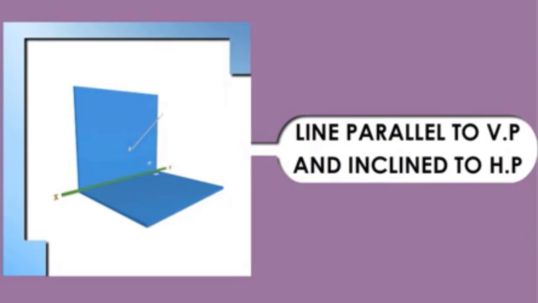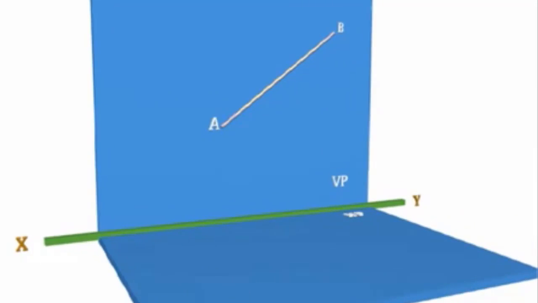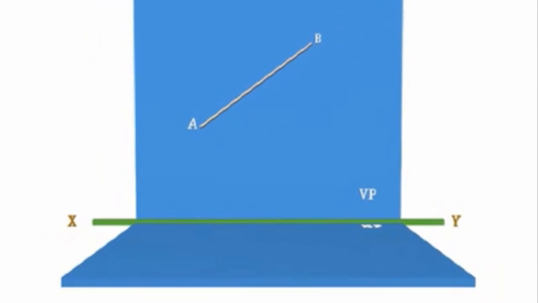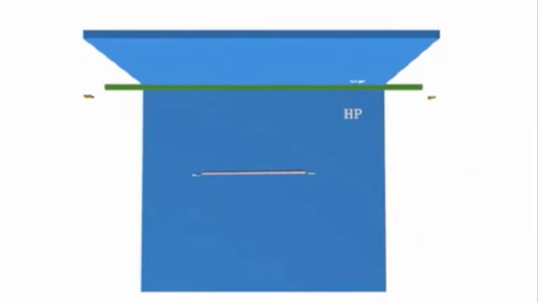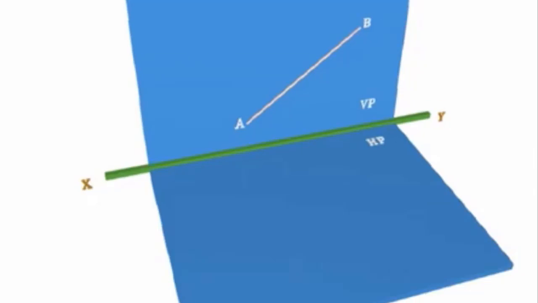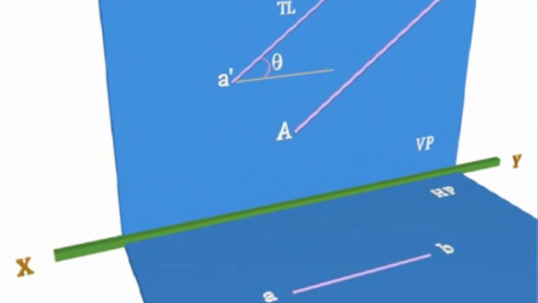Line parallel to VP and inclined to HP. In this, we will see how the projections of a line will be when it is parallel to VP and inclined to HP. The front view will show the true length and the true inclination of the line with HP, theta. The top view will be parallel to XY and show the reduced length.